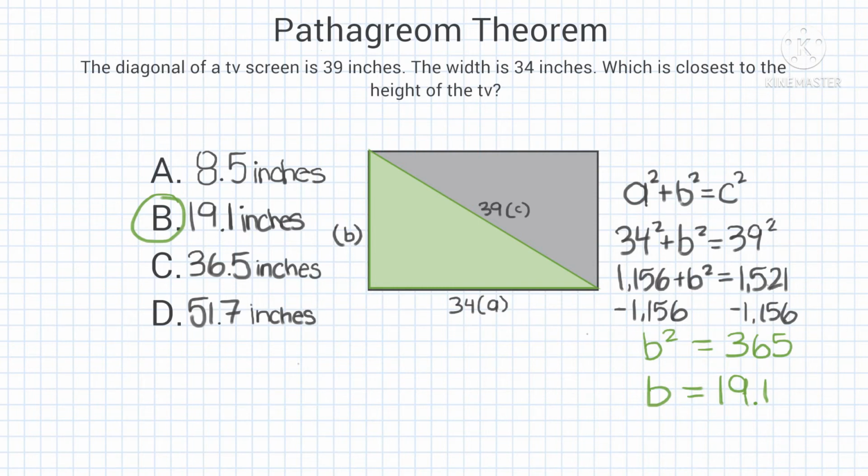34 squared is equal to 1,156 and 39 squared is equal to 1,521. To solve for the missing variable, we need to subtract 1,156 from both sides. Now we know that b squared is equal to 365. To find what just b is, we need to find the square root of 365. The square root of 365 is 19.1, so the answer is b.